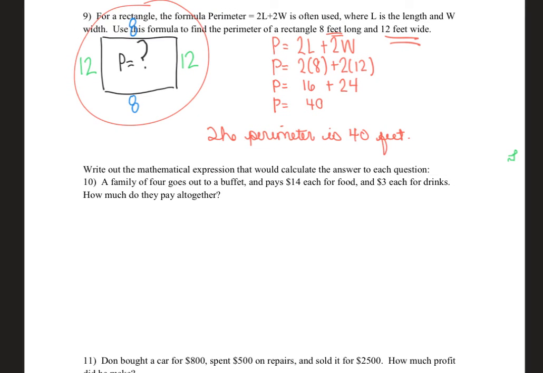All right. Write out the mathematical expression that would calculate the answer to each question. A family of 4 goes out to a buffet and pays $14 each for food, $3 each for drinks. How much do they pay altogether? So, four people pay for food and 4 people pay for drinks. Now, because they're saying mathematical expression, no equal sign.